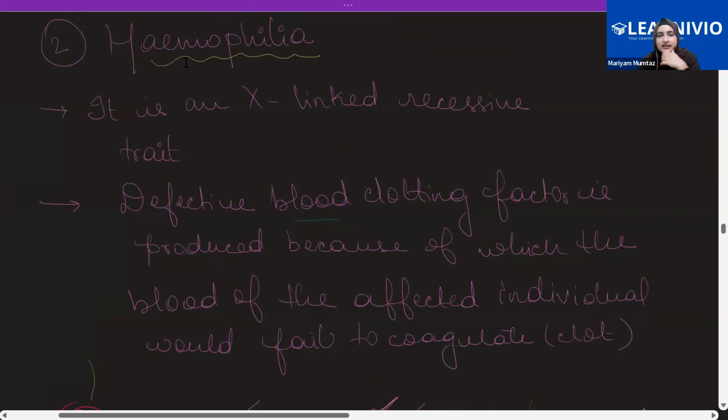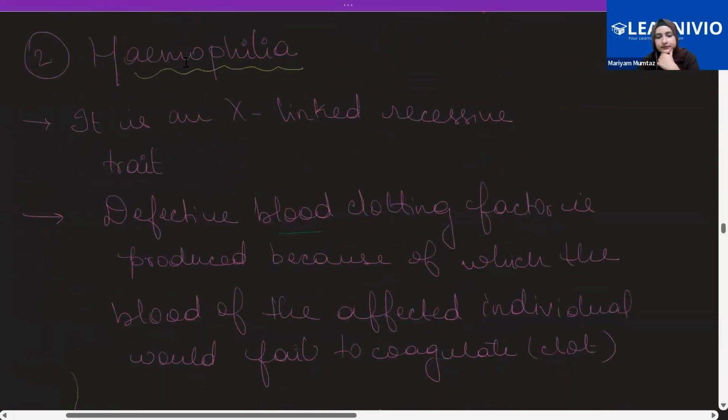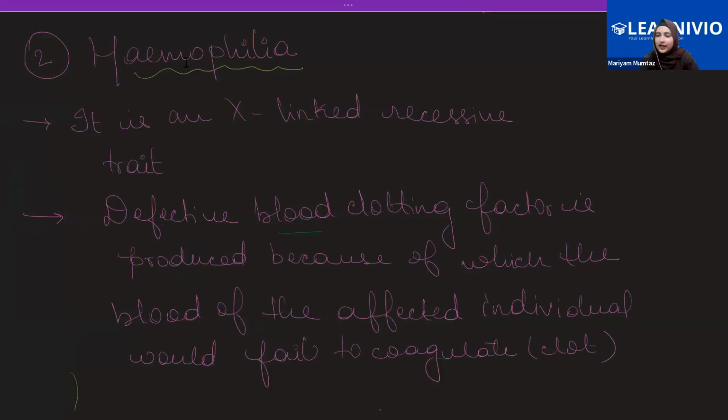Now, after that, we discussed hemophilia, which was the X-linked recessive trait. This is where we have to start. In the case of hemophilia, normally in our body there are a lot of clotting factors present, which are important for blood coagulation. Whenever we get a cut or an injury, we don't bleed to death. Why? Because our blood clots, and for the clotting of blood, we have the clotting factors present in our blood.